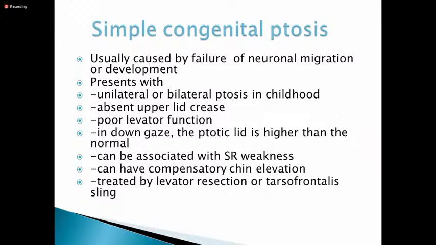That is Marcus Gunn jaw-winking syndrome. Simple congenital ptosis is the commonest ptosis that presents in children. It's usually unilateral, but can be bilateral. It's associated with very poor levator function, so the upper eyelid crease is usually not visible, and the ptotic lid remains higher in down gaze. Sometimes it can be associated with superior rectus weakness. So simple congenital ptosis is the commonest type of ptosis that we get.